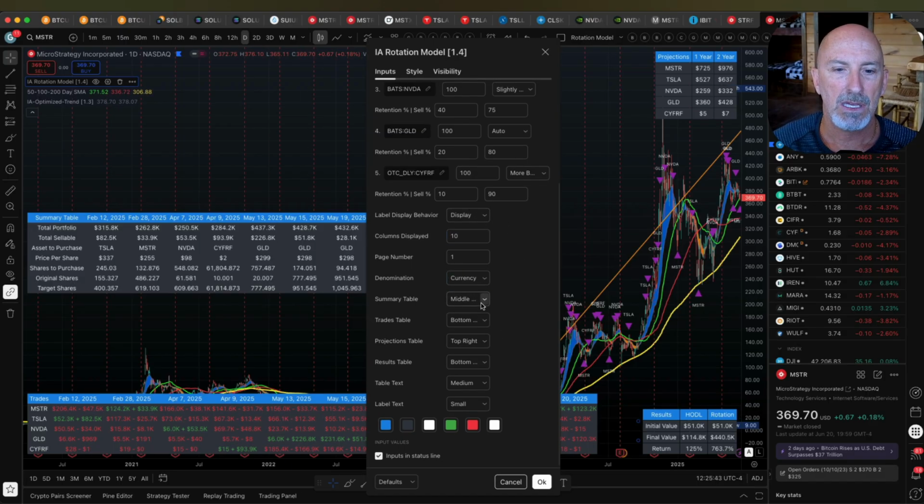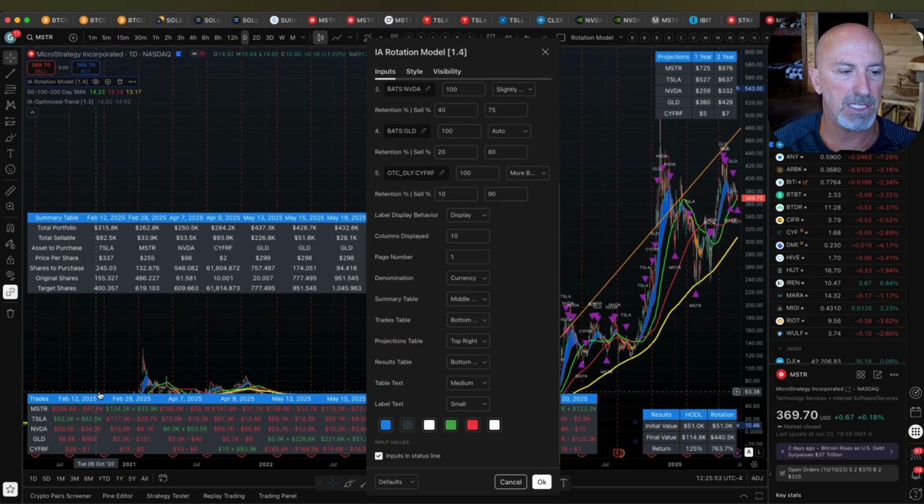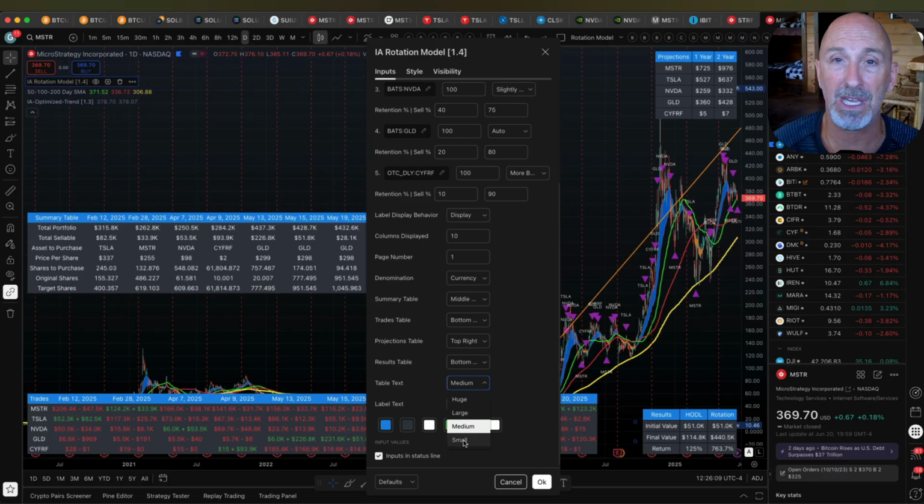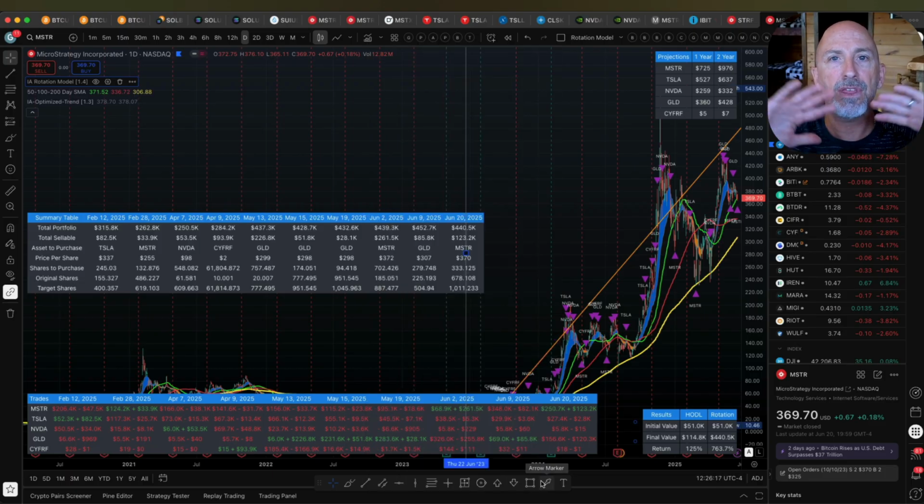Currency, yes. Summary table, this is just where do you position it. So you'll notice I have the summary table positioned middle left. I have the trades table positioned bottom left. I have the projections table up here in the top right. And I have the results table down here in the bottom right. And last but not least, because I am over age 50, I have it set to medium because the small is hard to see. And also because that way you guys can see this as we're cruising along. Cool. We're set. Everything is now set.